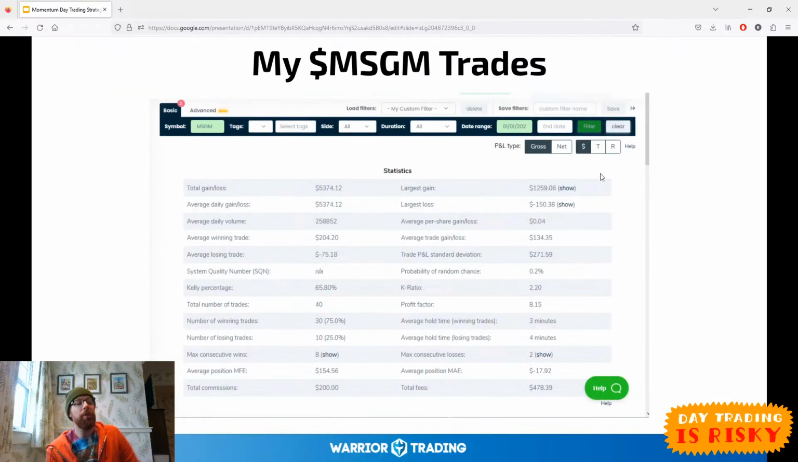So these were my trades on MSGM. I didn't murder it. I didn't crush it. I did well. I finished at $5,374.12. And what you can look at here is that my average winners were about $200, and my average losers were $75. So that's a really good profit to loss ratio on that stock. And my accuracy was 75%.